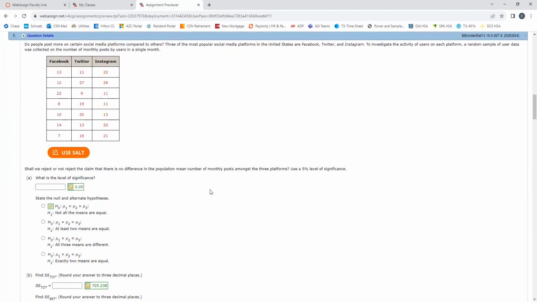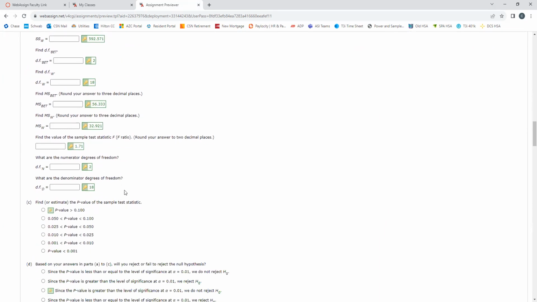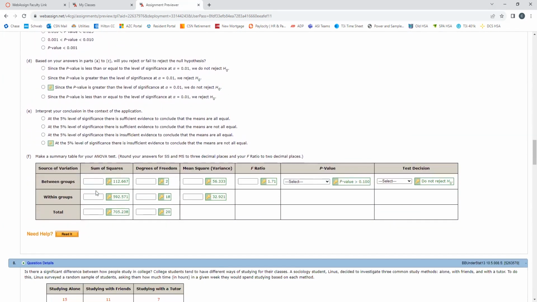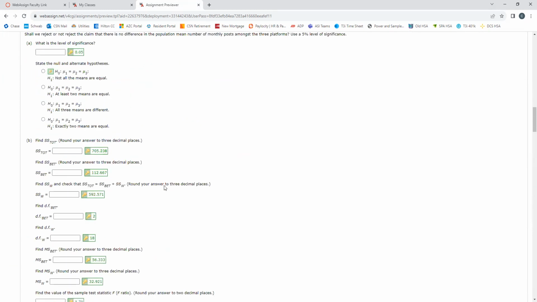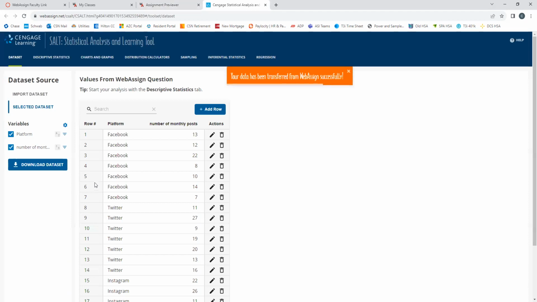So number 7 has us running a hypothesis test using an ANOVA, and it wants us to find, oh my goodness gracious, all these little things right here. That is a ton of stuff, and then wow, I got to fill out this whole table. Yuck. Well, the good news is all we're going to do with this one is use SALT, pop it up, and then we're going to let SALT do all the work for us.